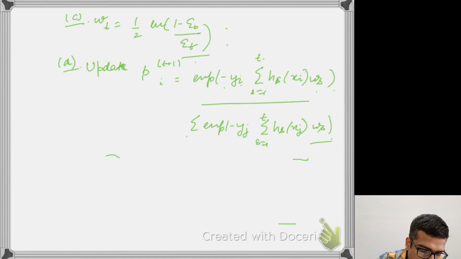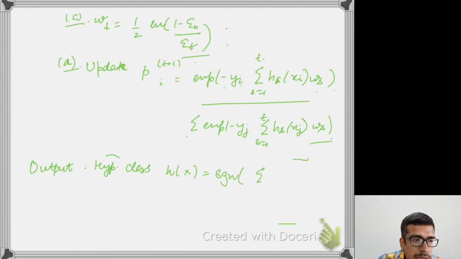And finally we need to output the hypothesis h(x) as sign of the sum over t of w_t h_t(x). Okay, so we have the next theorem.